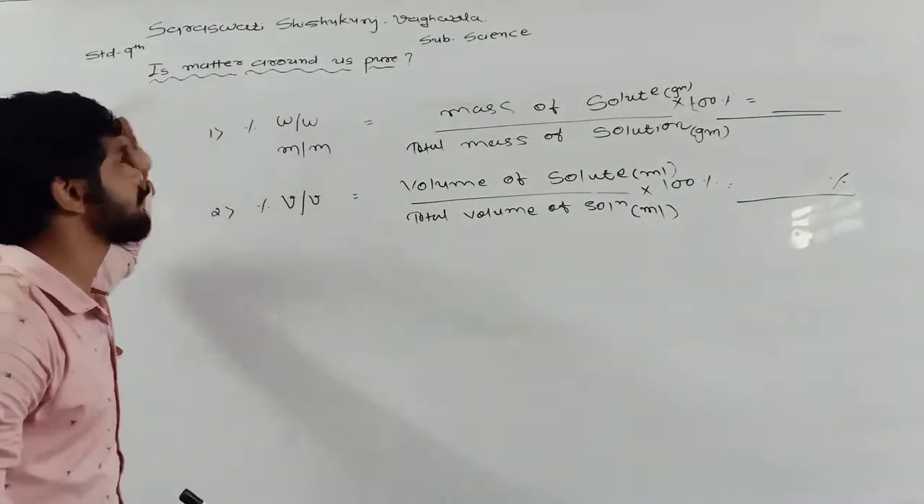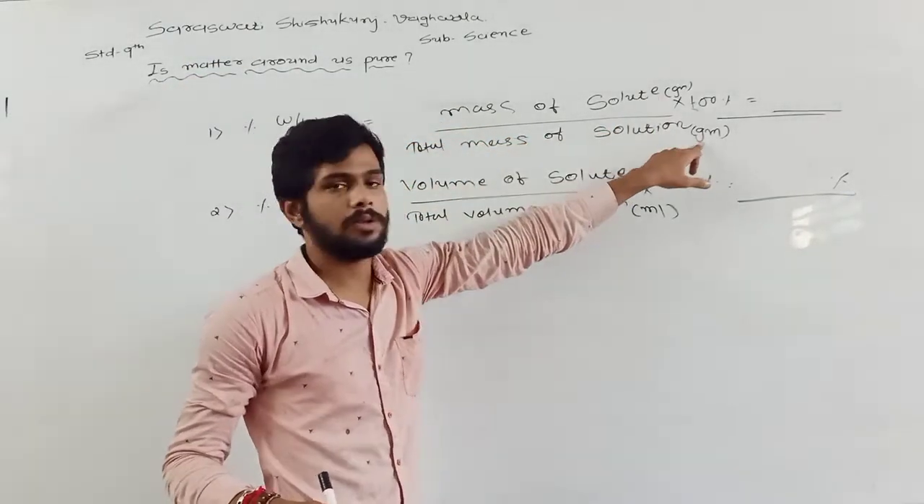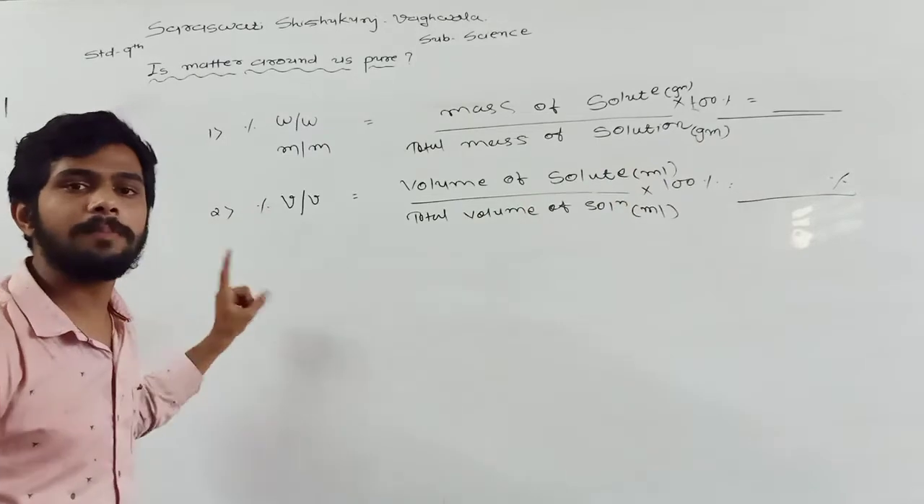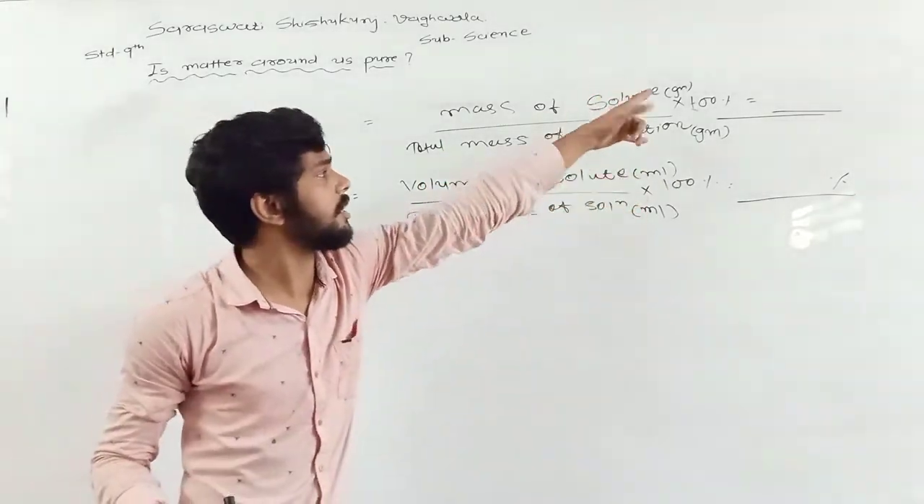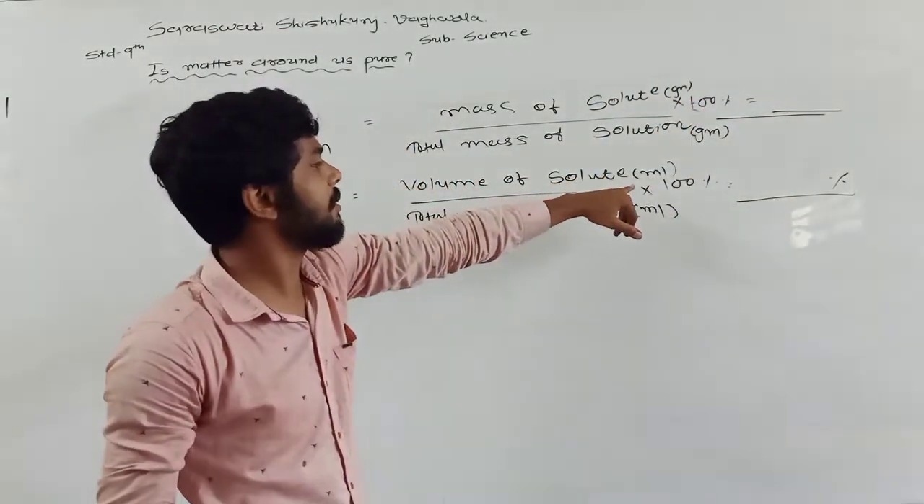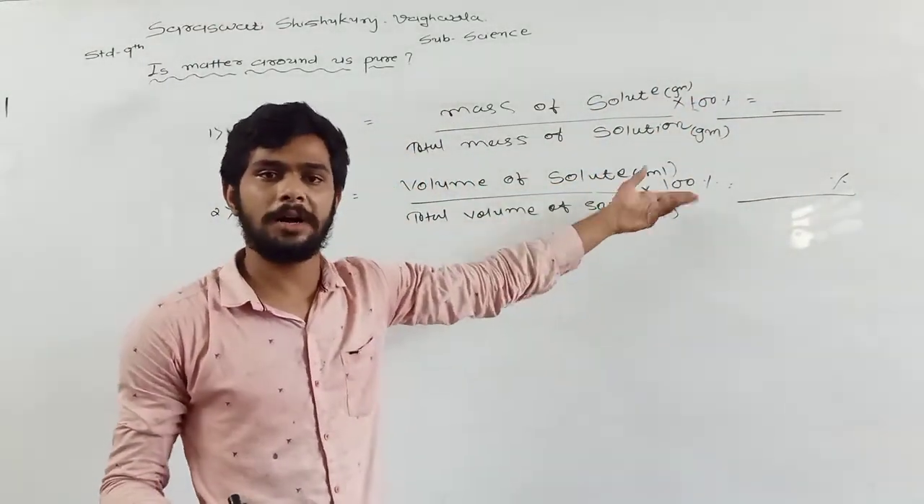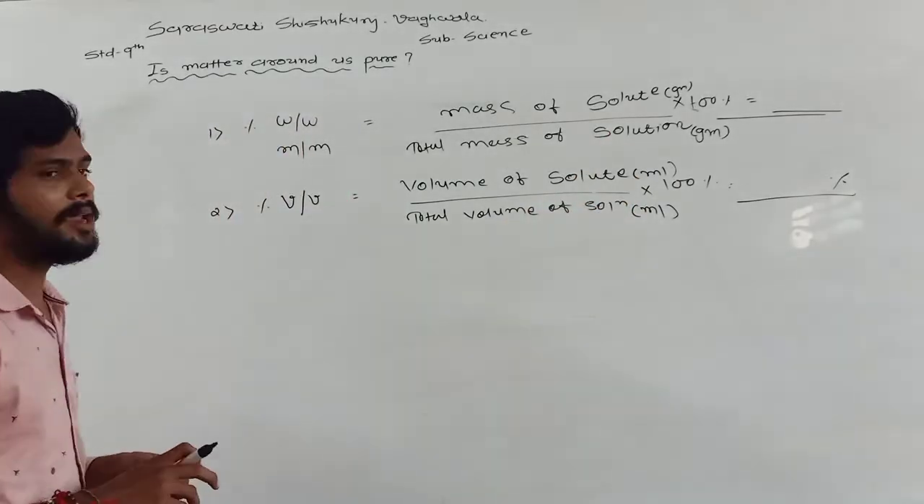अगर बात करें मास बाय मास की, वेट बाय वेट की, that is given in the grams. While we are talking about the V by V, that means they are given in the ml or the liter. Here it can be given in the grams or by kilograms. Here it can be given in the ml or by liter. Okay, so that is the percentage V by V.